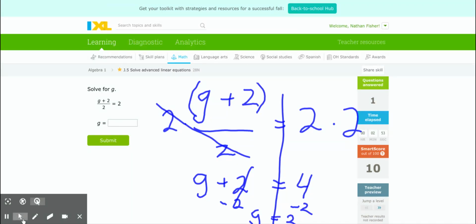Okay, look, our answer is even 2. That makes sense too when I plug it in. 2 plus 2 is 4. Divided by 2 does give me 2.